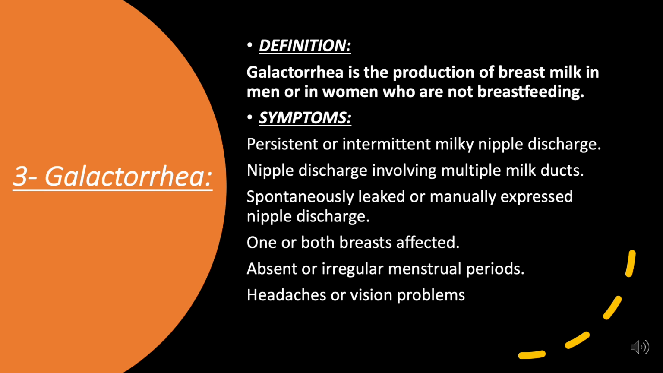Galactorrhea. Definition: Galactorrhea is the production of breast milk in men or in women who are not breastfeeding. Symptoms: persistent or intermittent milky nipple discharge involving multiple milk ducts, spontaneously leaked or manually expressed nipple discharge, one or both breasts affected, absent or irregular menstrual periods, headaches or vision problems.